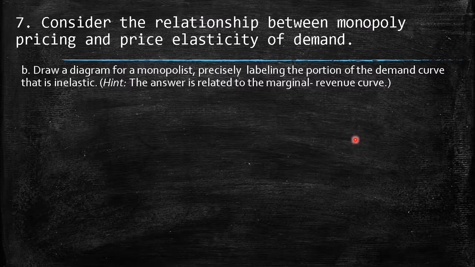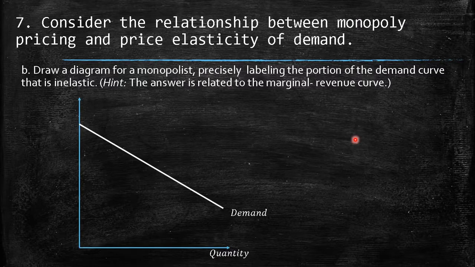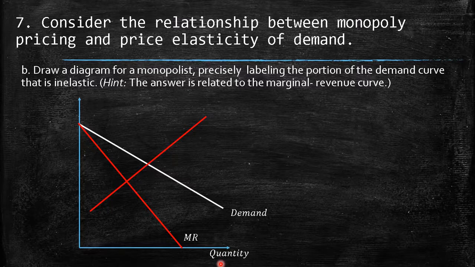Then the other question says, B: draw a diagram for a monopolist precisely labeling the portion of the demand curve that is inelastic. As a hint, the answer is related to the marginal revenue curve. So here we have the scheme that we usually set: in the x-axis we have the quantities, here we have the price, and here we have the demand as usual, with a downward slope, and the marginal revenue, which is below the demand.